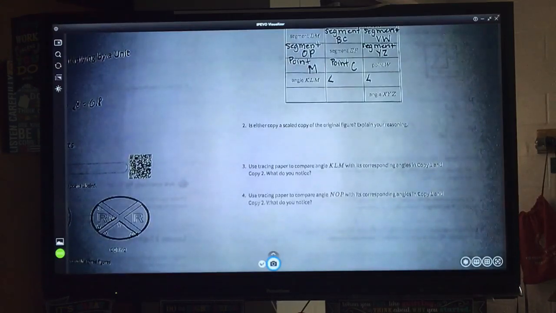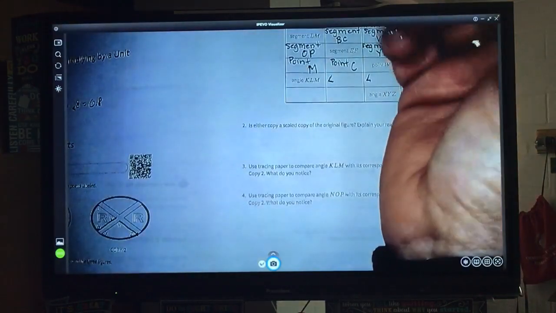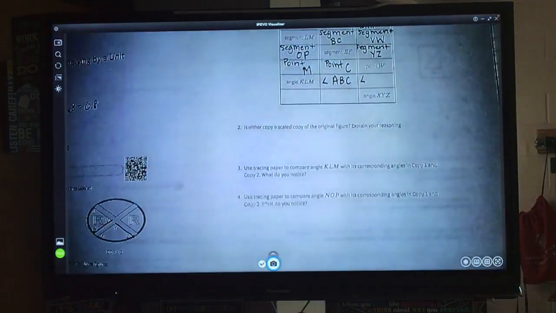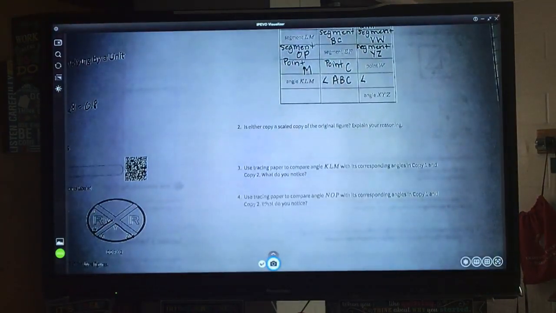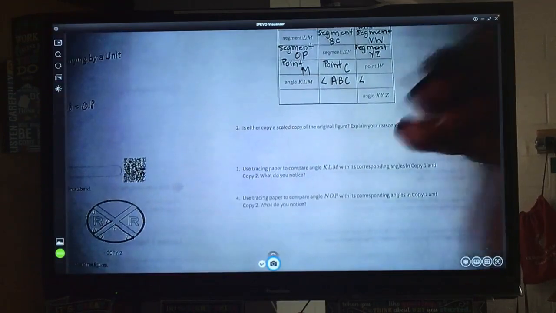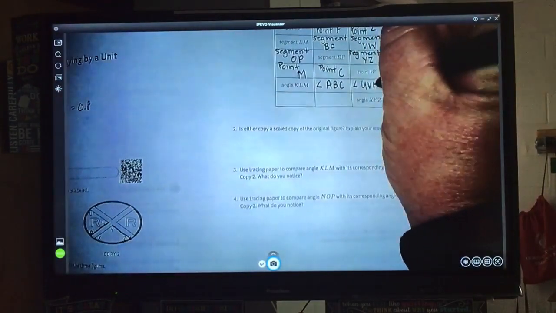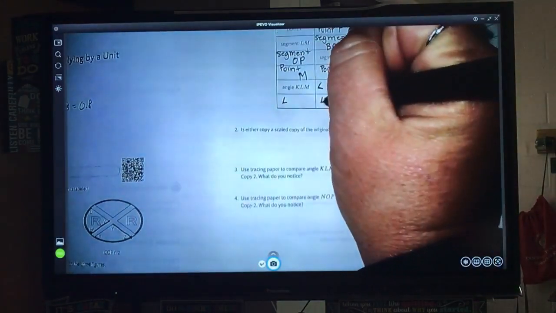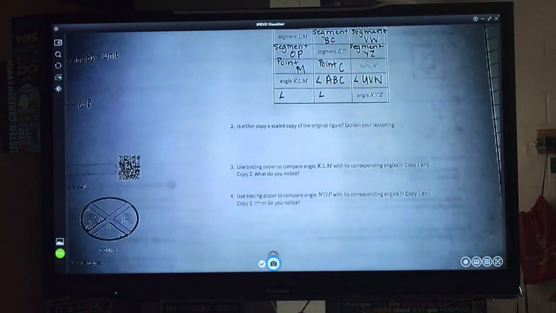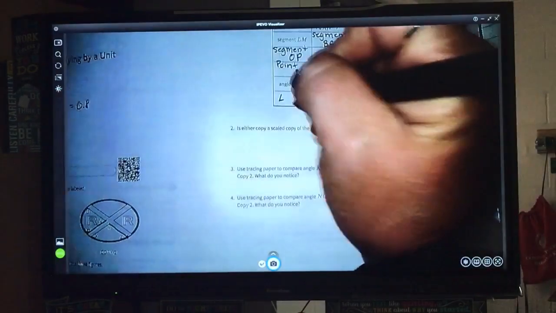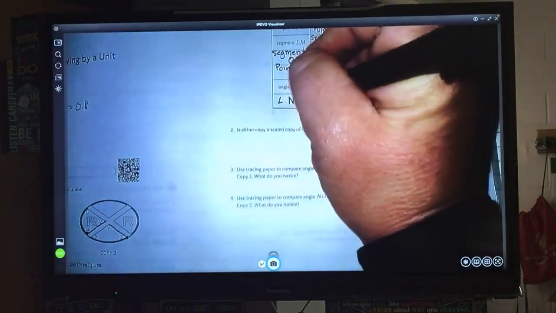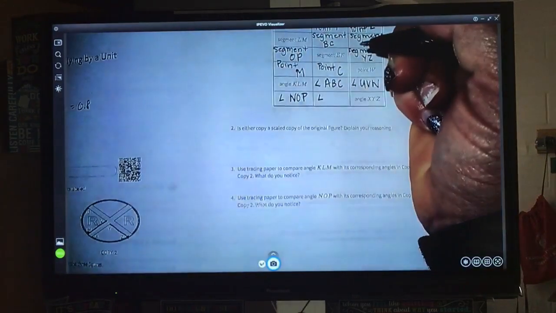Alright, Jason, what is the angle for your copy one? Okay, so it's ABC. And Anthony, what's the angle for copy two? UVW. Okay, and then the last one, what's your angles? Christian? And the last one?